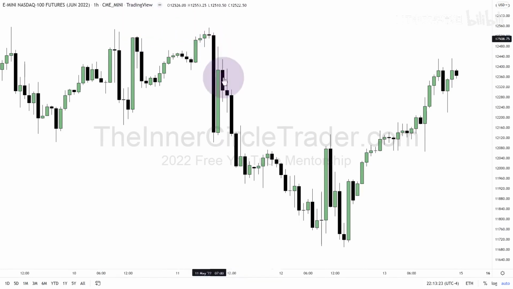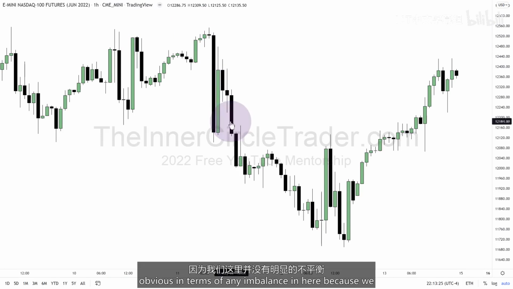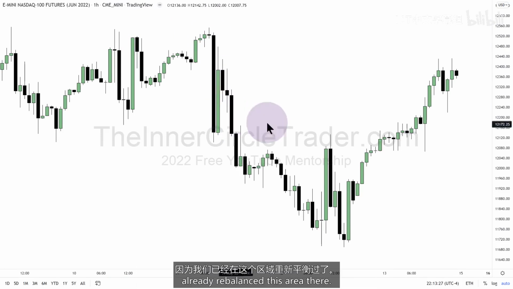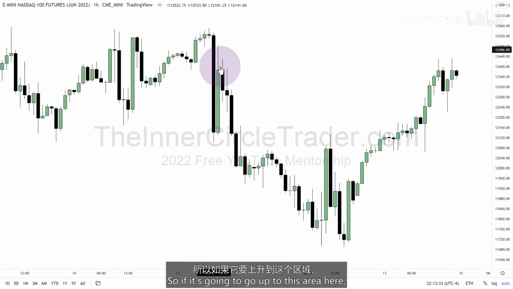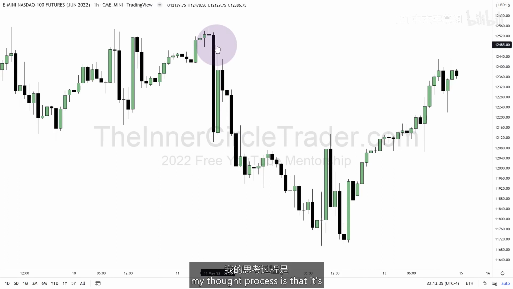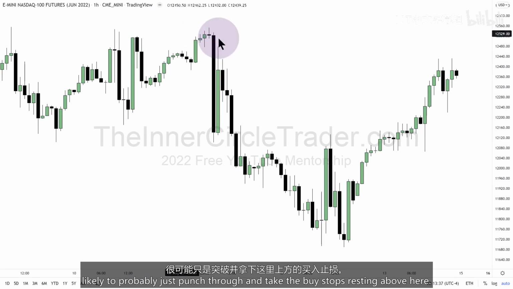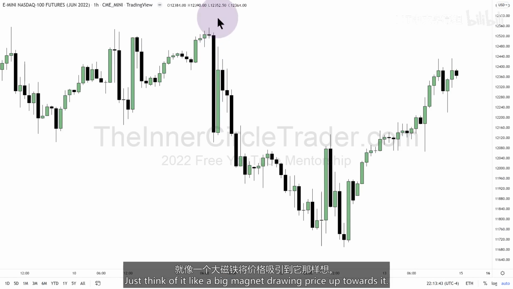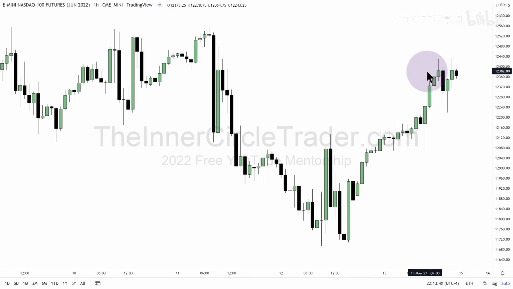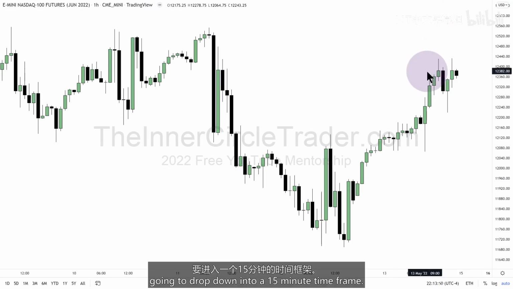Okay. Not really obvious in terms of any imbalance in here because we already rebalanced this area there. So there's nothing really all that exciting except for that small little section there. So if it's going to go up to this area here, my thought process is that it's likely to probably just punch through and take the buy stops resting above here. So that's the draw on liquidity. Just think of it like a big magnet drawing price up towards it. Okay. So we're going to drop down into a 15-minute time frame.